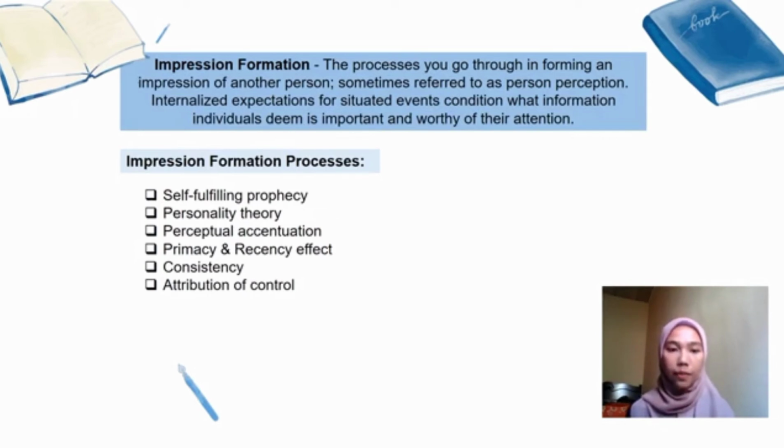Okay, the next is the primacy and recency effect. Primacy is the first impression you have of the person, and recency is the last impression. This is what you have to know in order to make a decision. Okay, the next is consistency, which is how you want to maintain balance among perceptions or attitudes about the person. The last is attribution of control.